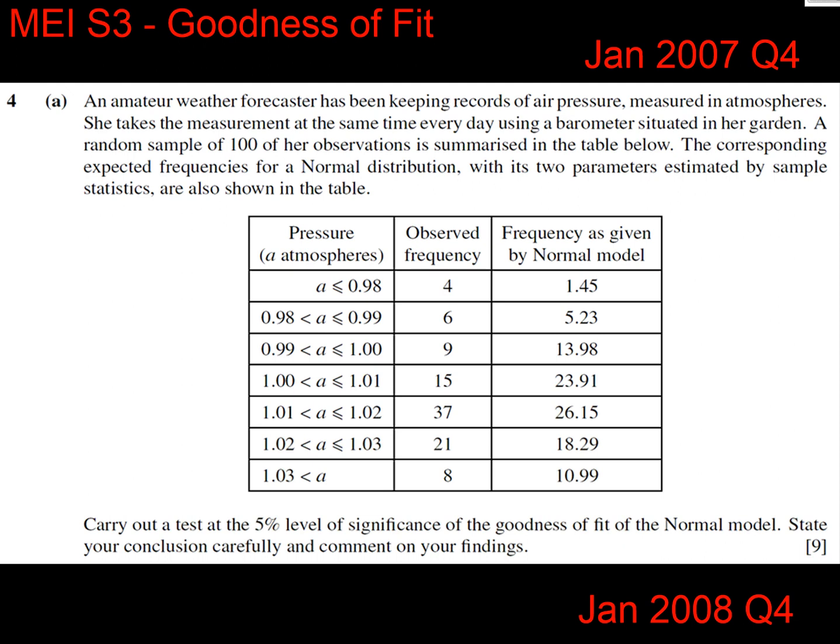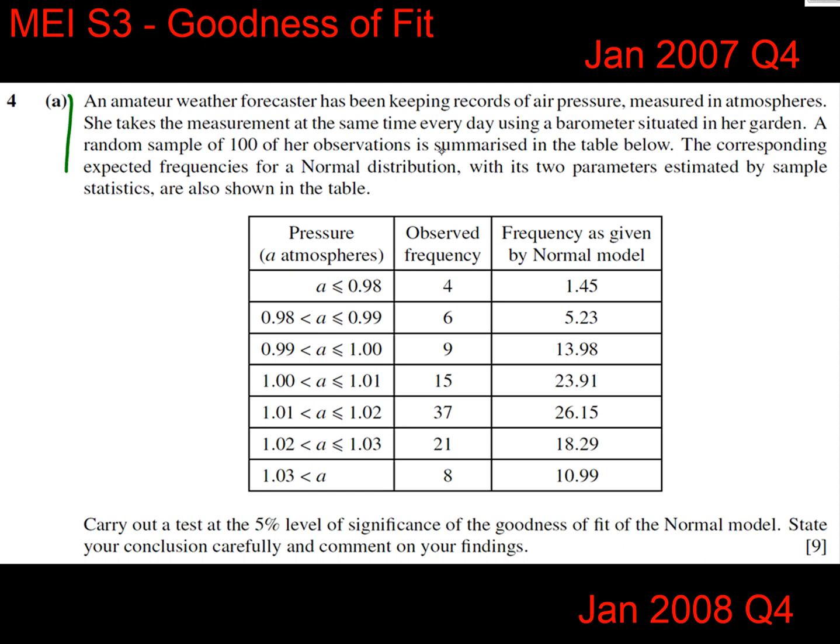Hello, video on goodness of fit testing in the MEI S3 syllabus. I'm going to assume that you understand how to do the chi-squared testing, but I will go through and do some quick examples, and I'm going to focus on what the questions are asking us. So typically we have a large amount of text here explaining the context of what we're doing.